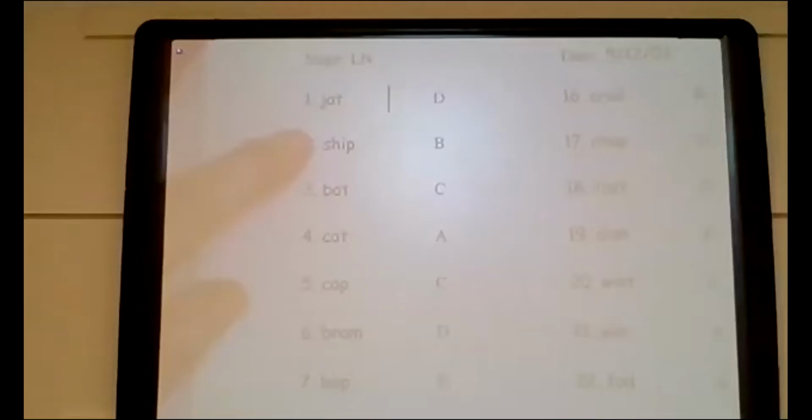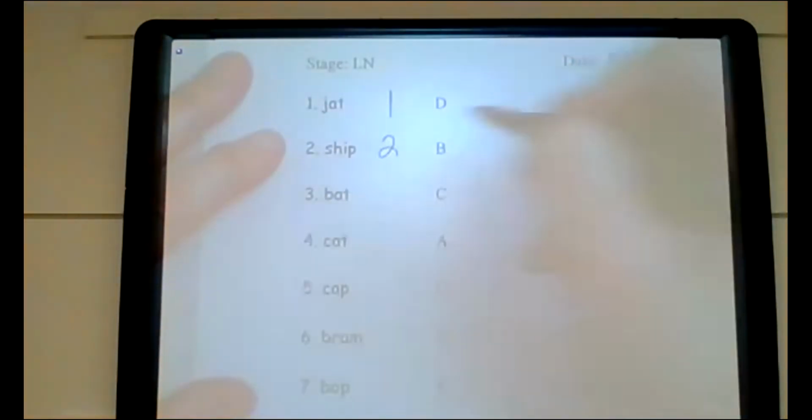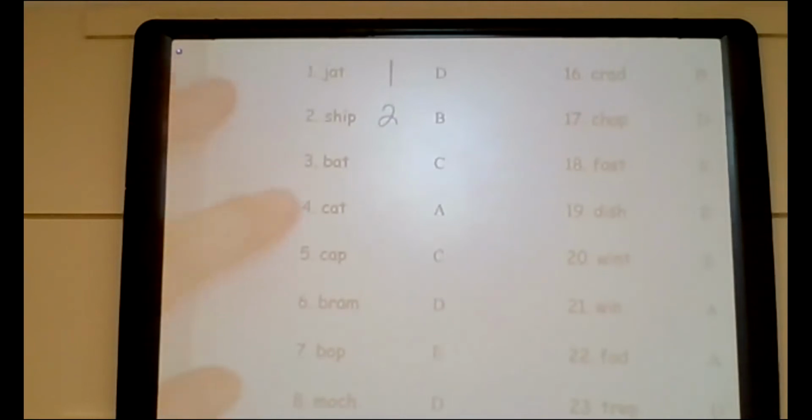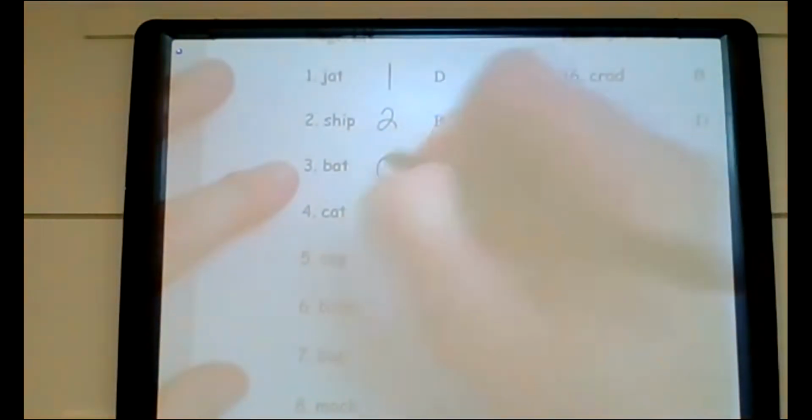All right, number 2, ship. Vincent has the SH, which is the underlying feature, and he has the whole word correct, so he actually is going to have two points. Okay, so he gets two points as he has the underlying feature correct and the whole word correct. Number 3 is the word bet, and the underlying feature is a short E, but he does not have that correct, so he's going to have a 0.